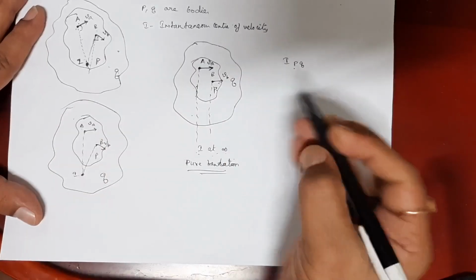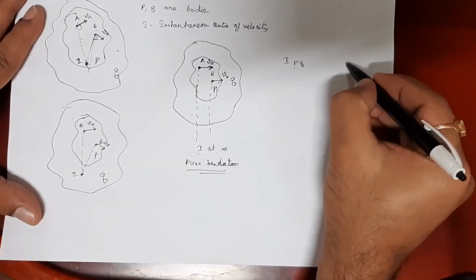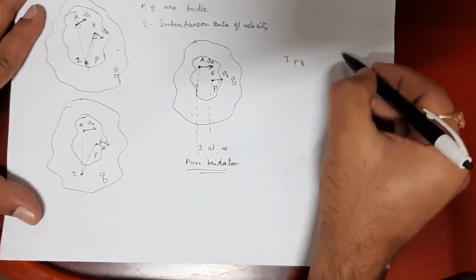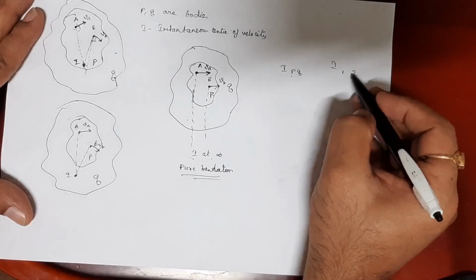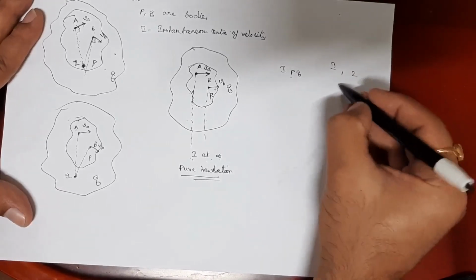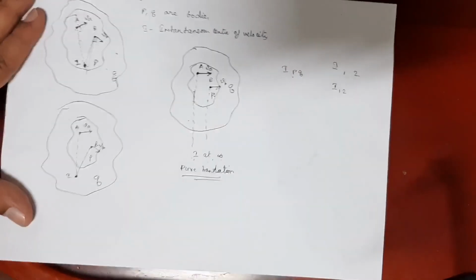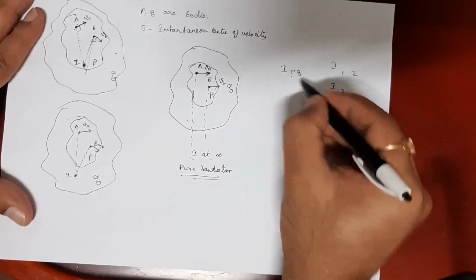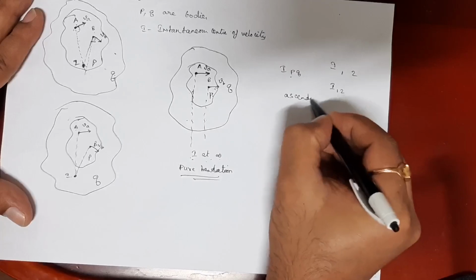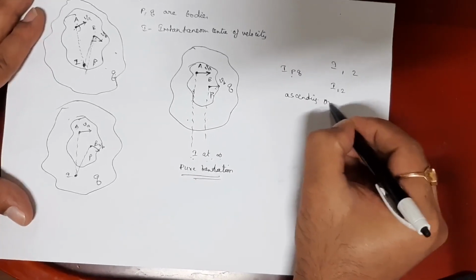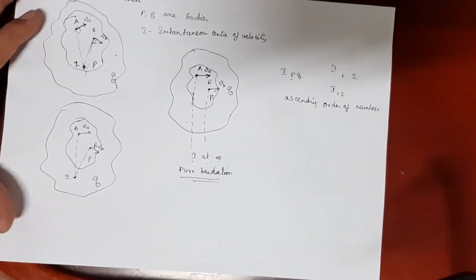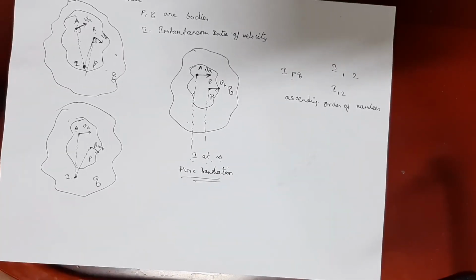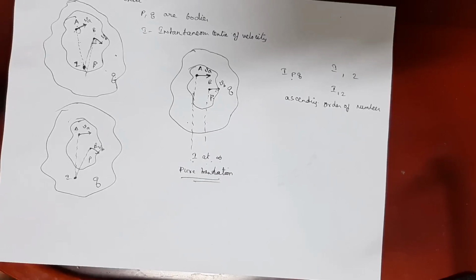Okay, so suppose I1 2 is one instantaneous center. Okay, so normally we will represent I1 2, normally we will represent in ascending order of the numbers. Okay, like this we will represent. Okay, and now we will try to understand one more thing.